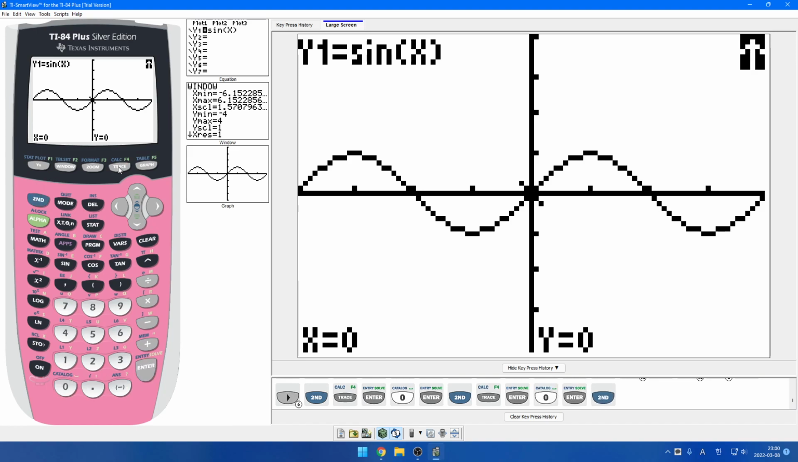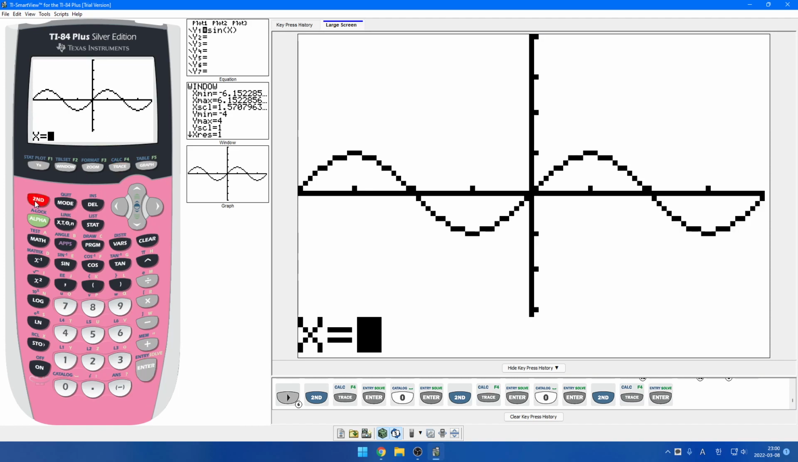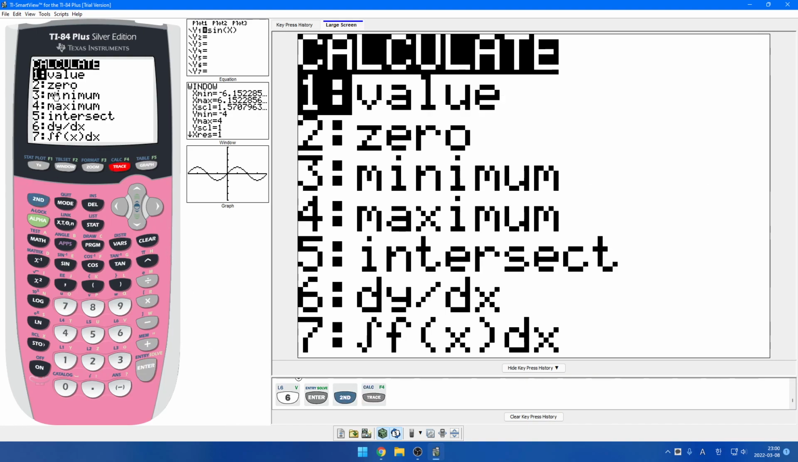Okay, and if you want to try some other numbers, let's try something like second pi minus 6, just for fun. Okay, so I know that my y value is 0.5. Right, let's move on.